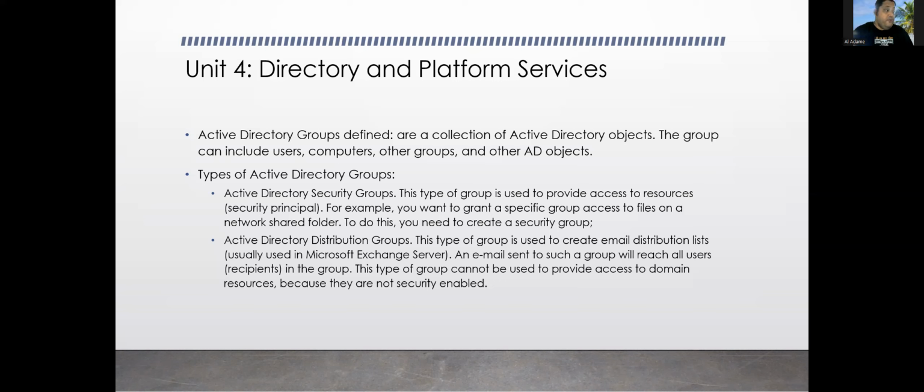Types of Active Directory groups. Active Directory security groups. This type of group is used to provide access to a resource security principle. For example, you want to grant a specific group access to files on a network share folder. To do this, you need to create a security group. Pretty straightforward, right?